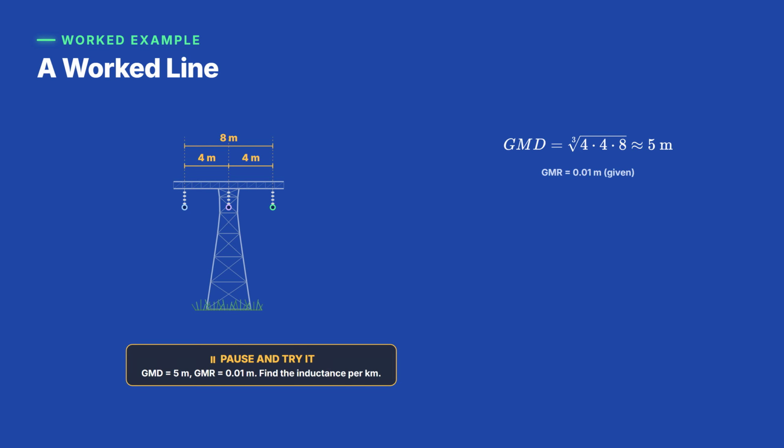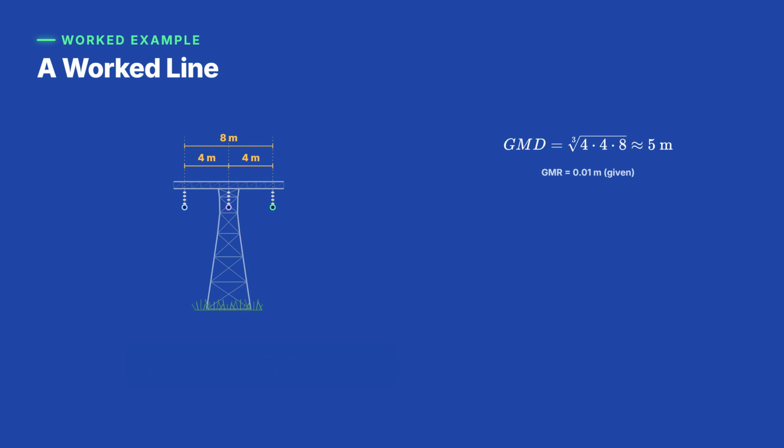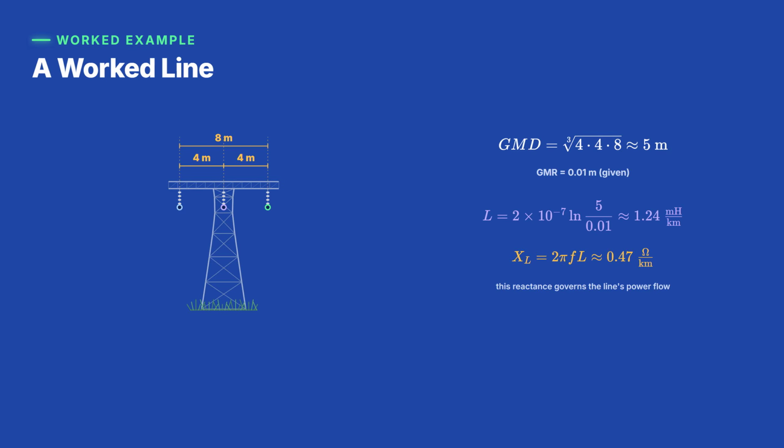Now, here is a good place to pause. With a GMD of 5 meters and a GMR of 0.01, find the inductance per kilometer. Take a moment. Here is the answer. The inductance is about 1.24 millihenries per kilometer. At 60 Hz, that is a series reactance of about 0.47 ohms per kilometer. Multiply by the line's length, and you have the reactance that governs its power flow.